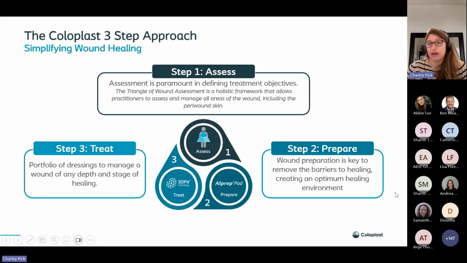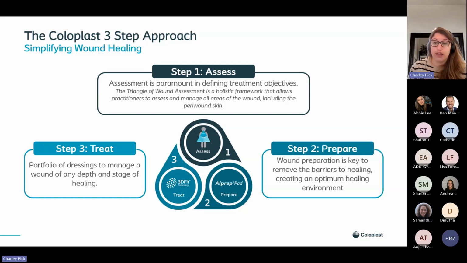So with your Coloplast 3-step approach to simplifying wound healing, we are hoping that this will make your life easier for you out in practice. So you do your step 1, full holistic assessment of your patient. Use your triangle of wound assessment to assess your wound bed, your wound edge, and your peri-wound skin.